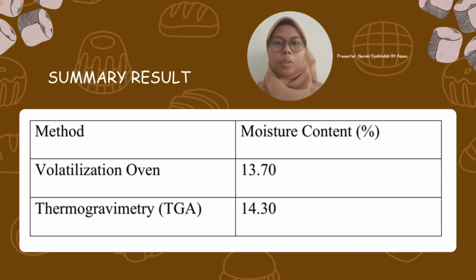In conclusion, both methods gave closely aligned values, with the oven drying method yielding 13.7% and TGA yielding 14.3%. The slight difference is within acceptable limits and may be due to the greater sensitivity of TGA, because TGA detects minute mass changes. The consistency between both methods validates the accuracy of our findings, and we can conclude that chocolate cookies contain approximately 14% moisture.